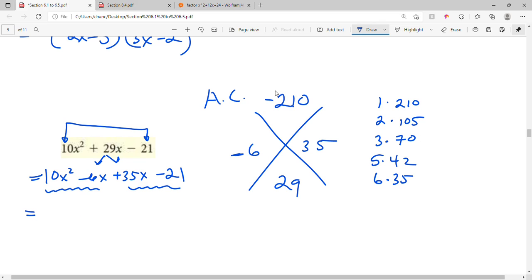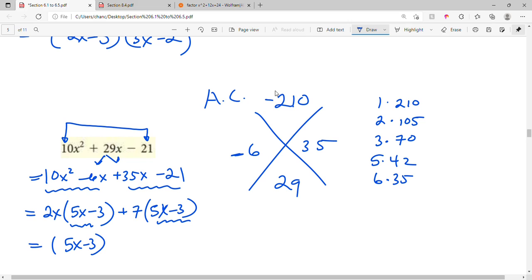For the first two, we have a common factor of 2x. That leaves me with a 5x minus 3. For the second one, we have a common factor of 7. And that leaves me with a 5x minus 3. So we know we factored it correctly because these two are identical. And so we can bring that to the front. And that leaves me with a 2x and a 7. So 2x plus 7 is our second term.